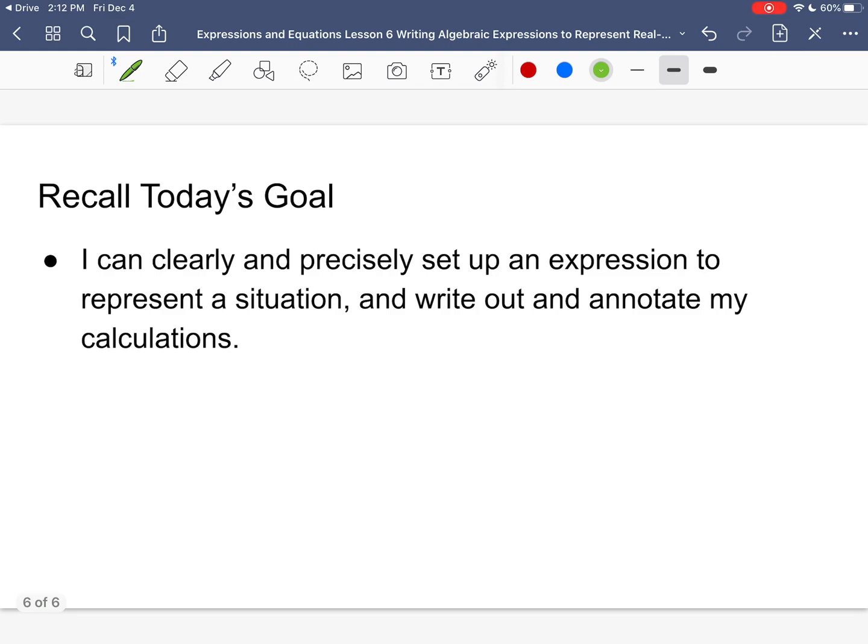So today you saw how to clearly and precisely set up an expression by defining your variable, and then you saw how to write out and annotate your calculations. And that's the end of today's lesson.